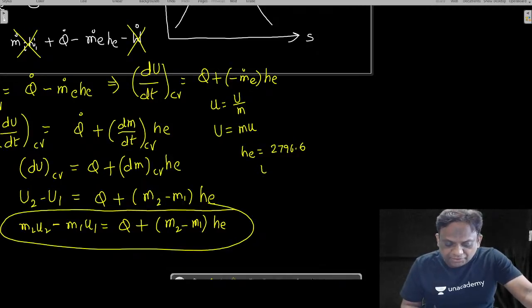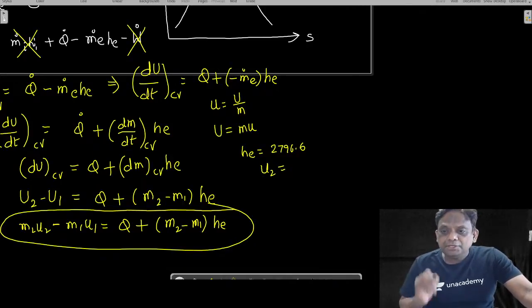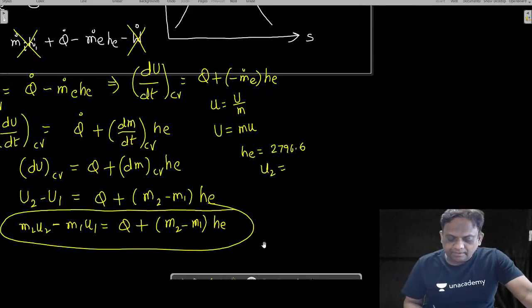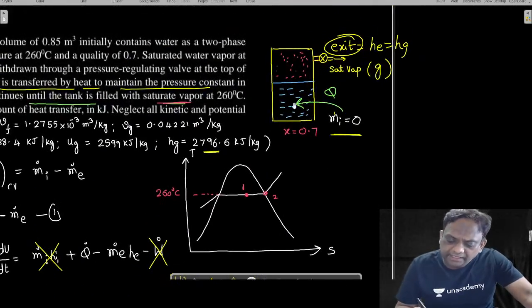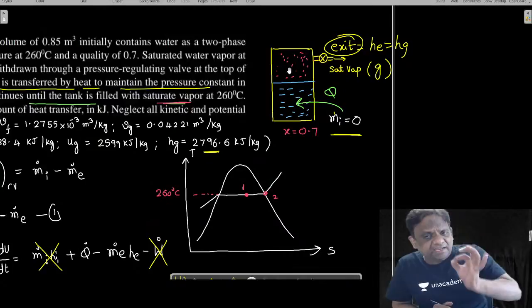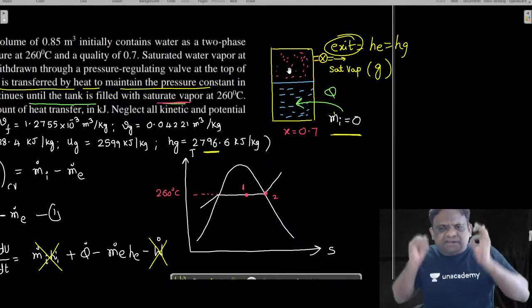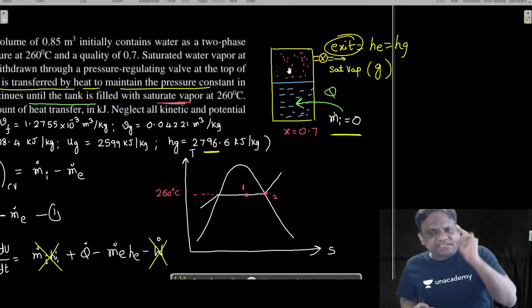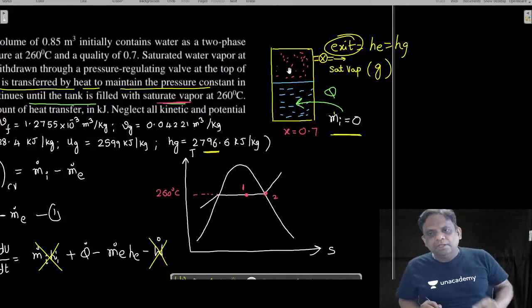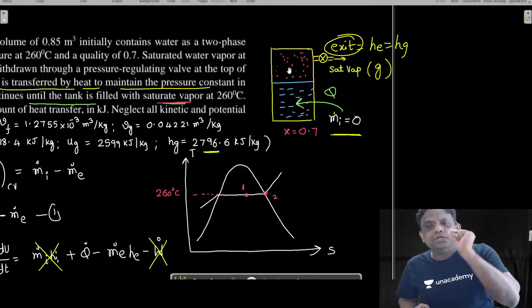Can you tell me what is U2? U2 means final conditions in the control volume. I repeat, 2 का मतलब final conditions in the control volume. 1 means initial condition in the control volume. So you tell me, can I calculate U1 and U2?